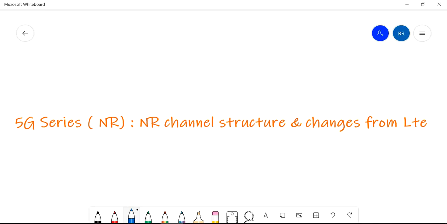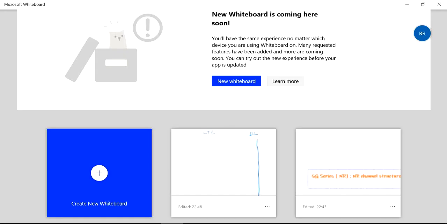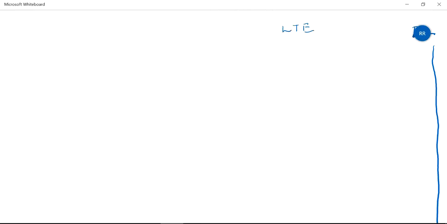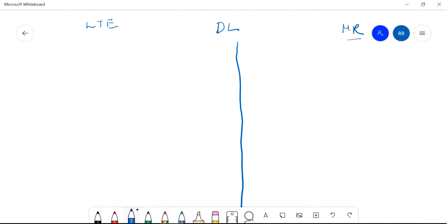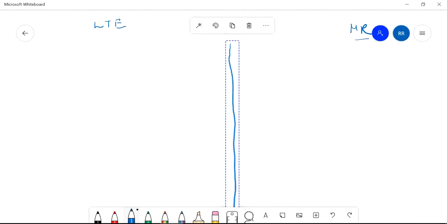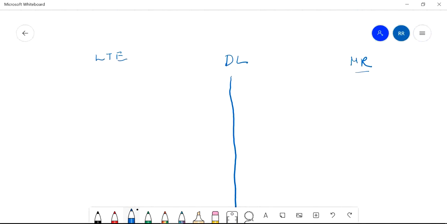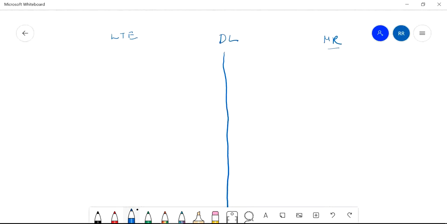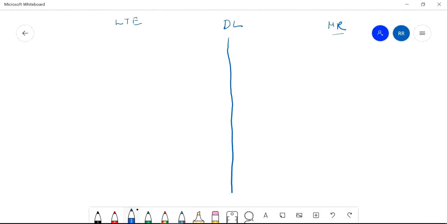So today we will discuss the NR channel structure and what the changes are in the NR channel structure if we compare it with LTE. Okay, so let's see. Here I will draw the downlink channel structure first. On the left side I will draw LTE and on the right side I will draw NR, so that it will be easy for you to compare what changes are coming from LTE to NR.